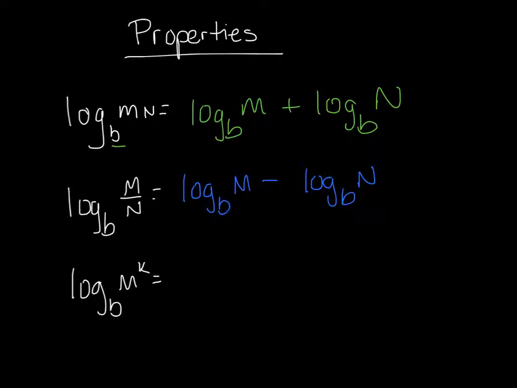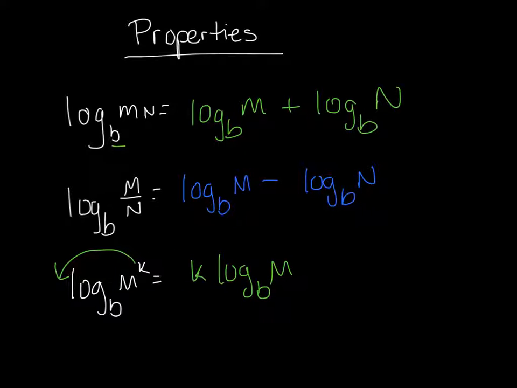And then the last rule here is that if you have an exponent there, that exponent can go out in front. So I can put it as k times log base b of m. Okay, and so that exponent can be out in front. And once again, I'll prove these to you. Right now, we're just really worried about you knowing these. So how can we use these?